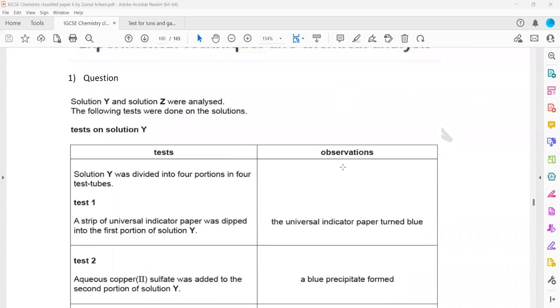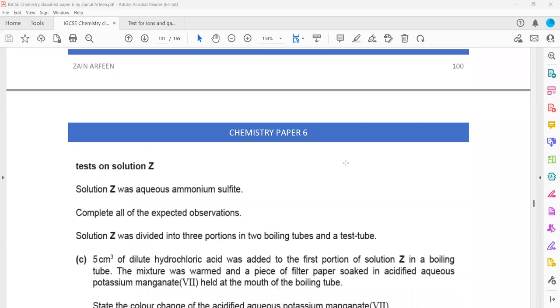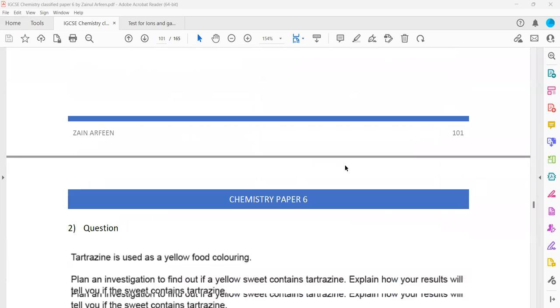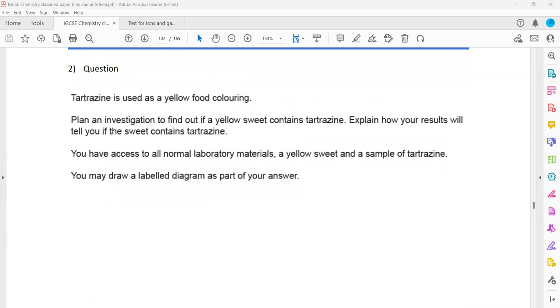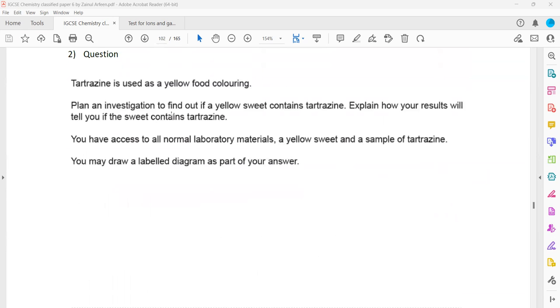The classified paper six topic, experimental technique. We did the first question. And the second question is planning experiment.